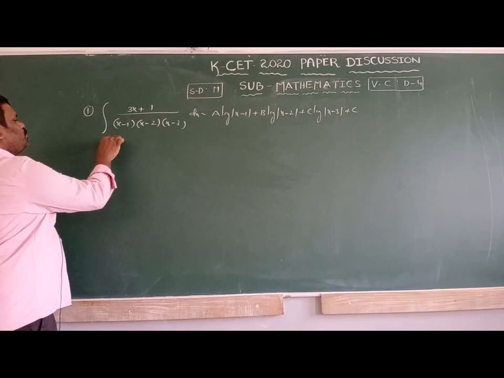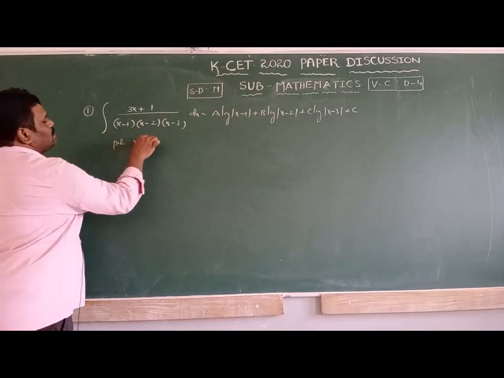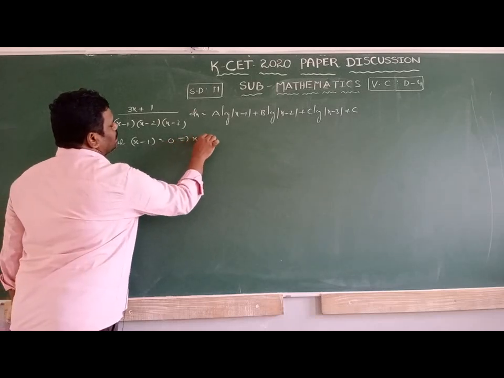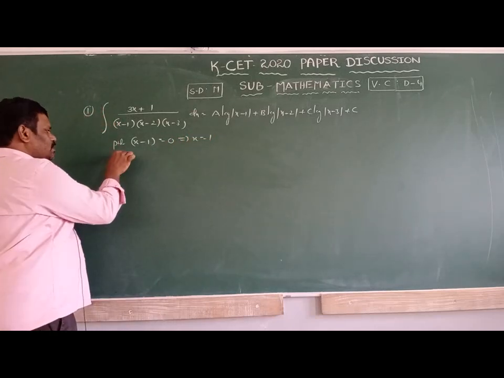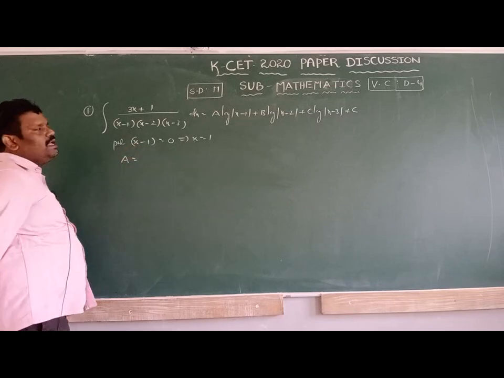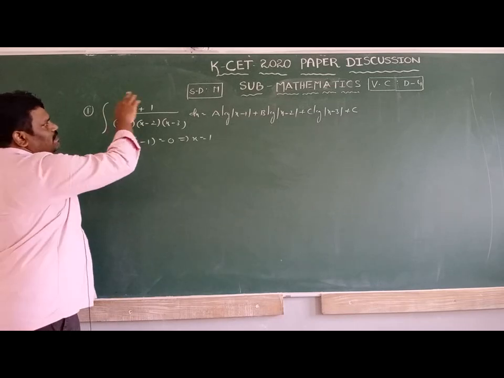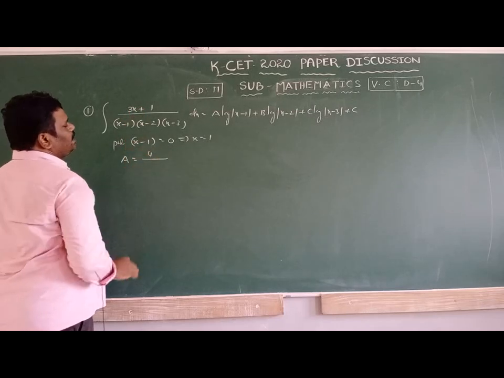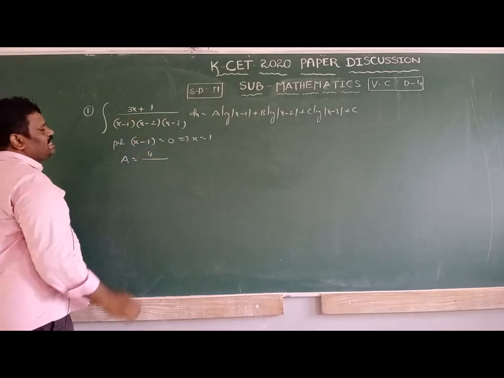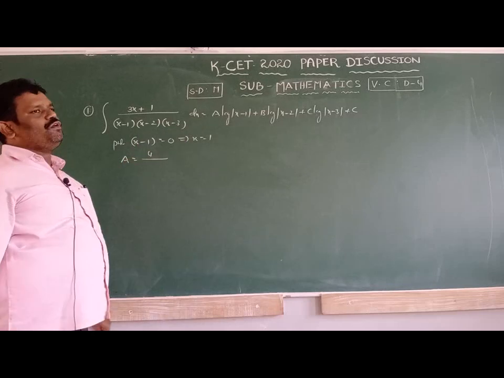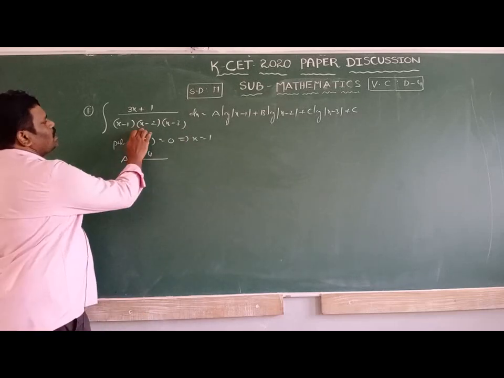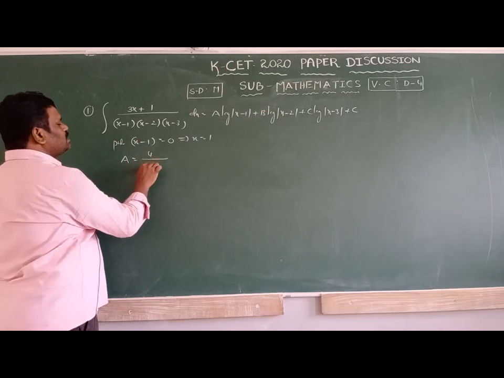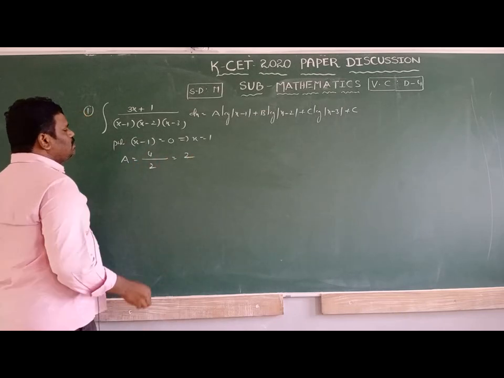So first we put the linear factor x minus 1 equal to 0. From that we get x is equal to 1. This value gives a. Now this value is substituted in the given partial fraction, except for the factor x minus 1; the remaining two factors we substitute with the value 1. So 3 into 1 plus 1 is 4, divided by (1 minus 2) which is minus 1, and (1 minus 3) which is minus 2; minus into minus is plus. So a is equal to 2.